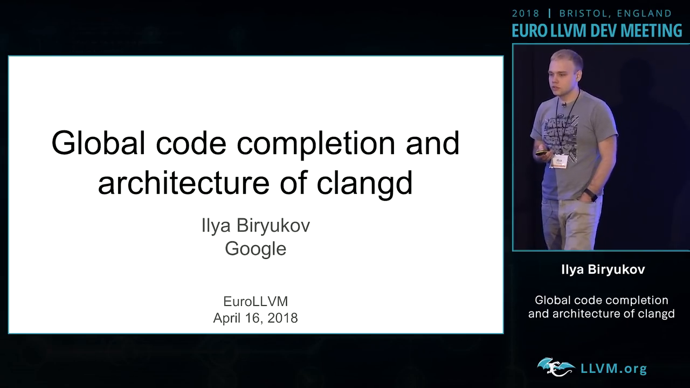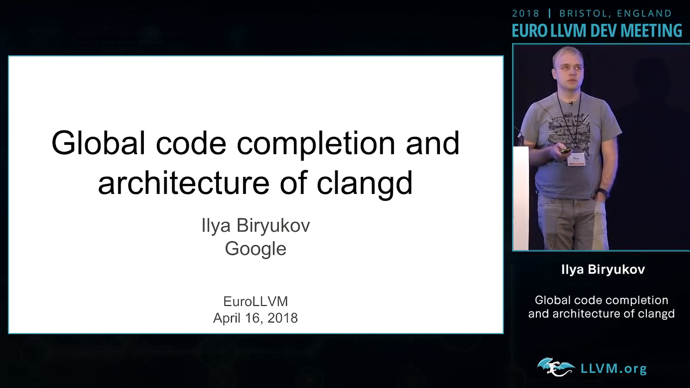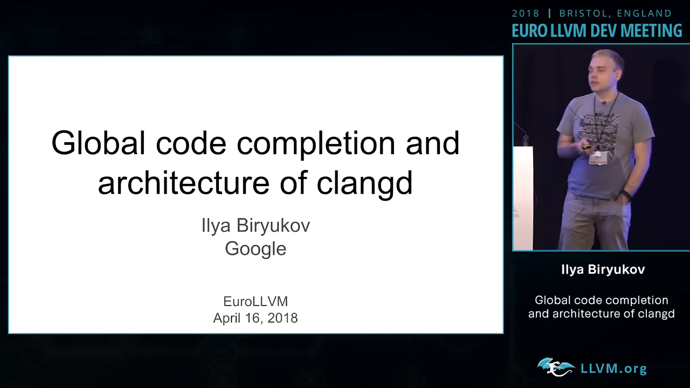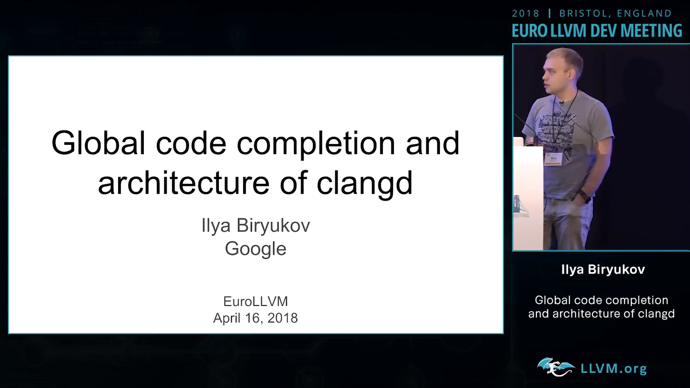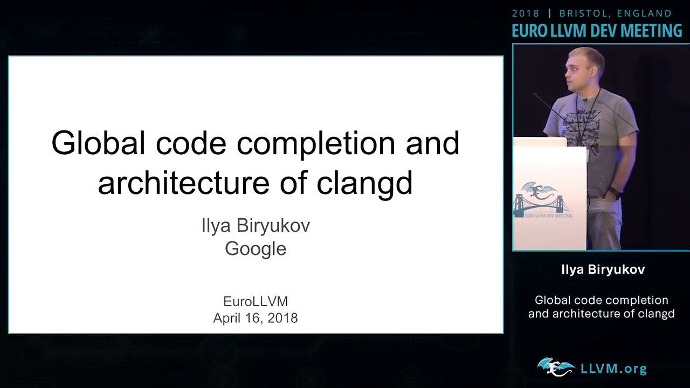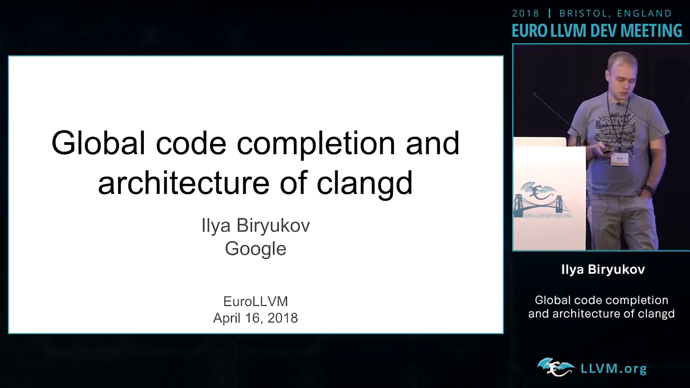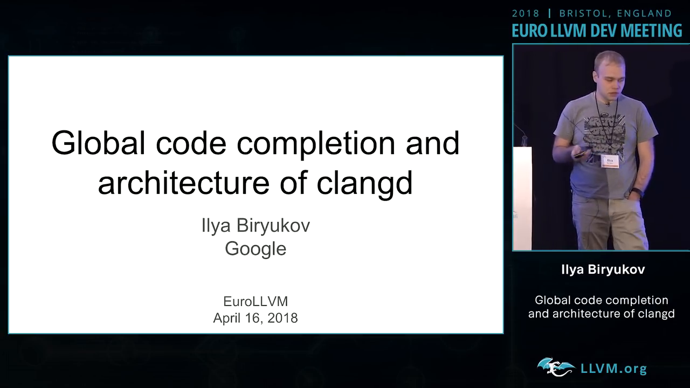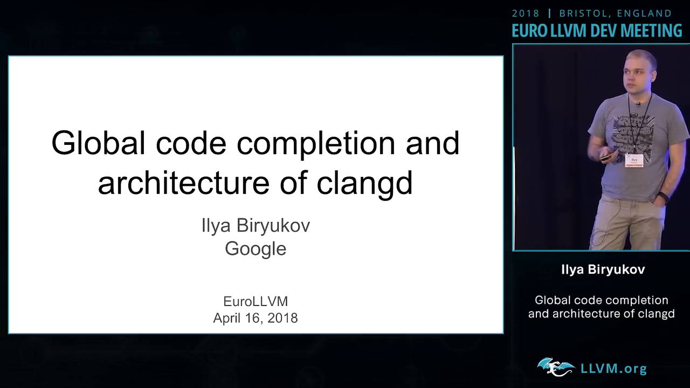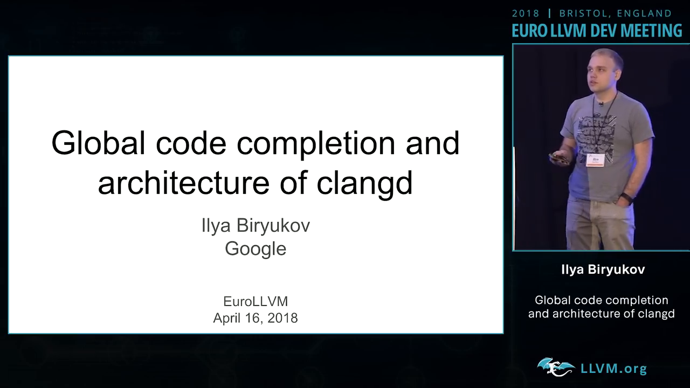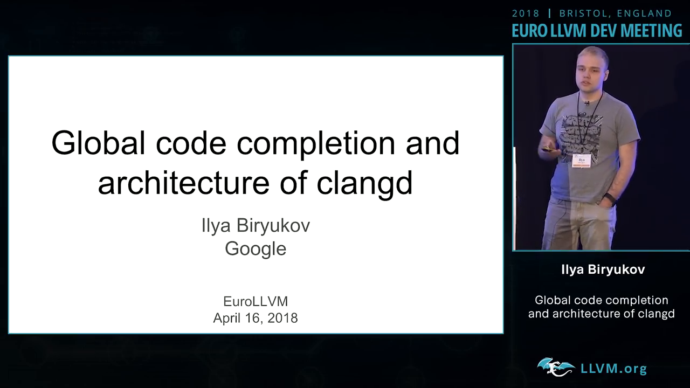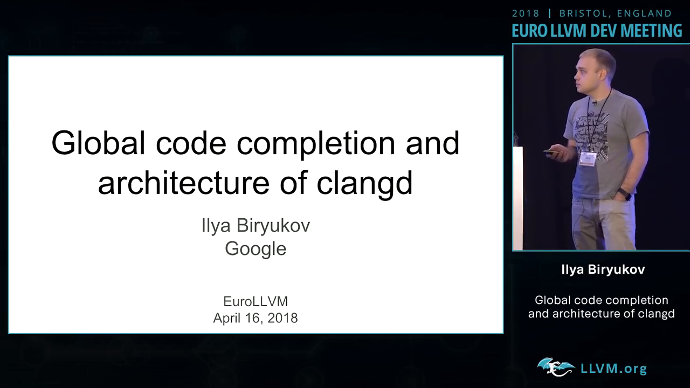But today I want to talk about the new tool that we've been working on for about a year now, a little more than that, which is called Clangd. And Clangd is a language server that provides semantical features for C++ and other languages in your editor, like code completion, go-to definition, things like that.